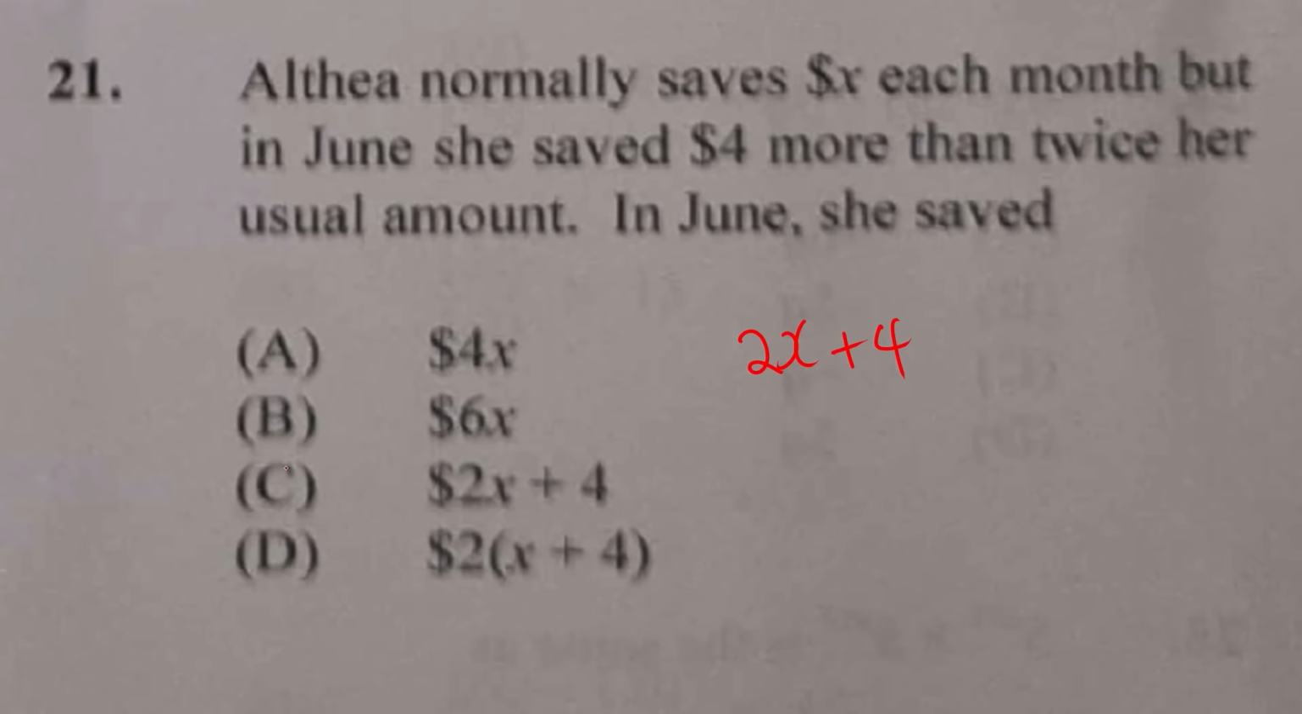I can't debate me on this one. So it's 2x plus 4. Alita normally saves X dollars each month. But in June, she saves $4 more than twice her usual. This question is also a repeat question. And her usual is X. So twice of X plus 4. So that answer is going to be C.